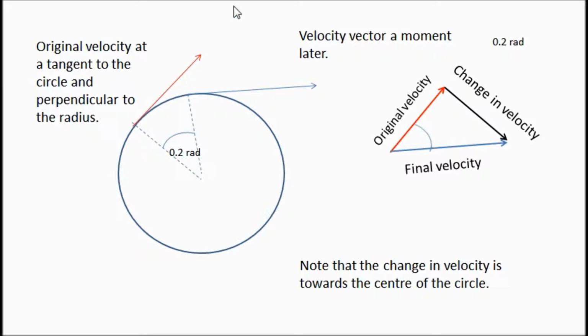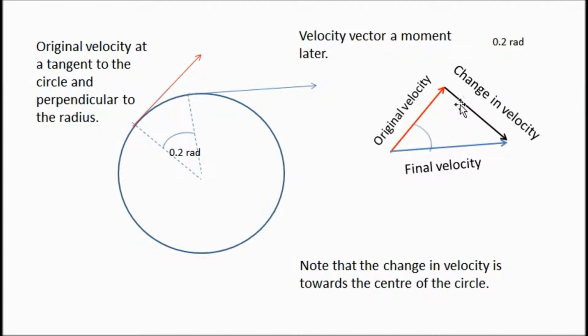Now, I don't want it to go on forever. I want it to carry on going around and around and around. So how do I do that? Well, I do that by changing the red arrow into this blue arrow, changing this velocity vector into this one. How do I do that? We've got this nice little closed diagram here. We're going to change the red original velocity vector into this final velocity vector.